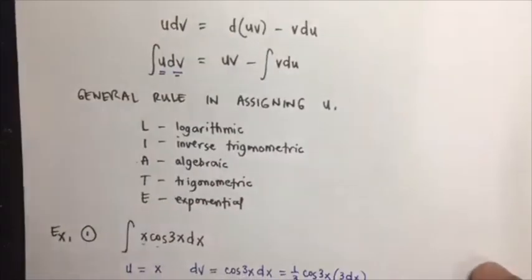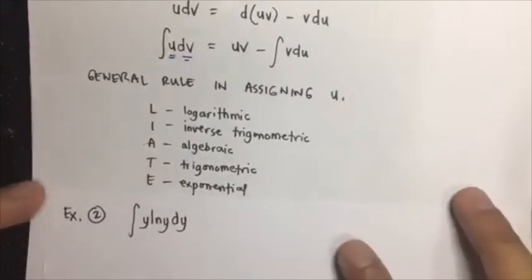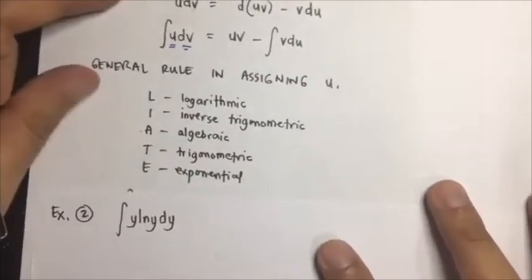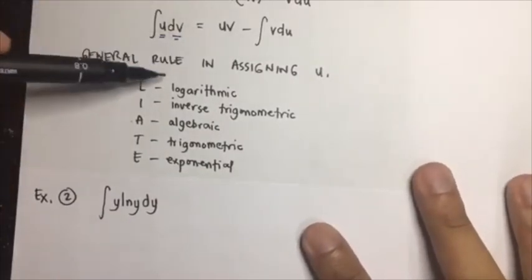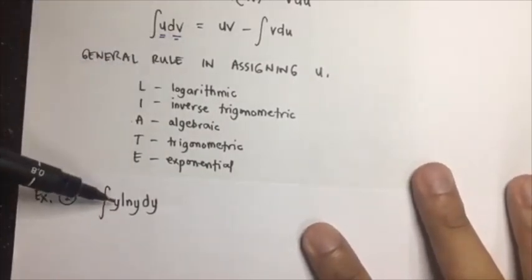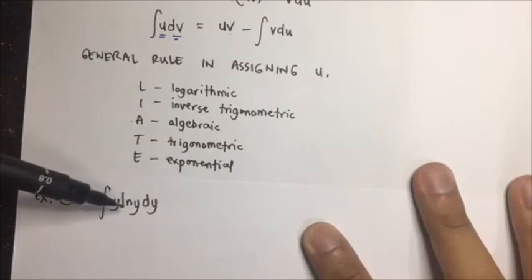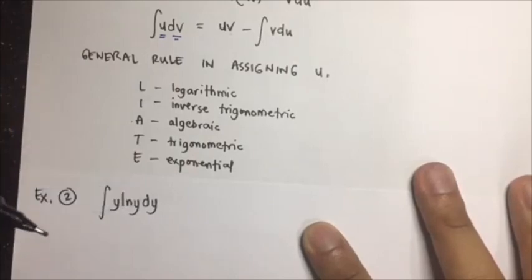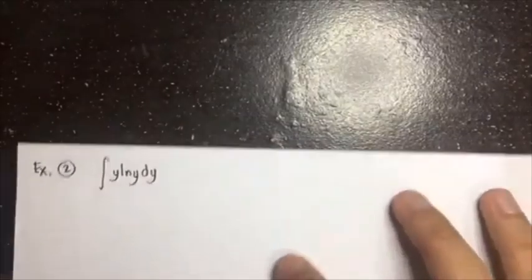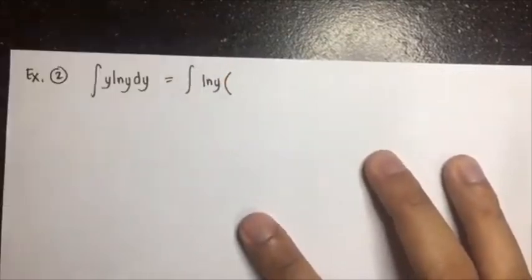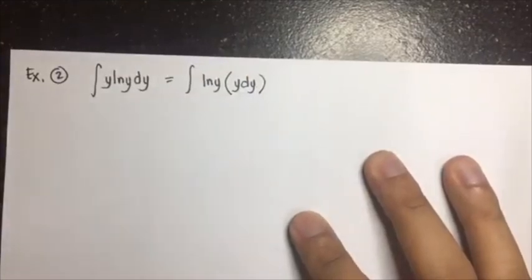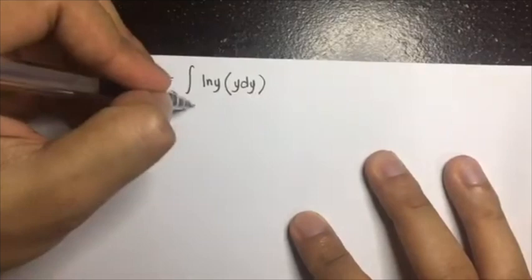Comparing again with our general rule, in assigning our u, we will prioritize first the logarithmic. So we have here algebraic for y, and for ln y, that is logarithmic. Therefore we will assign ln y as our u, and then the remaining y dy as our dv. Rewriting this, we will have integral of ln of y times y dy.